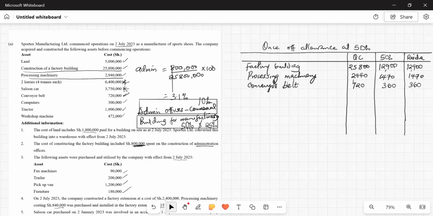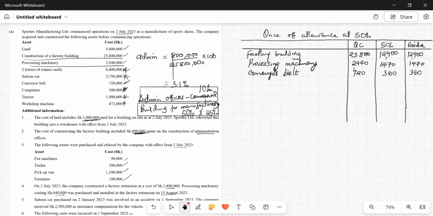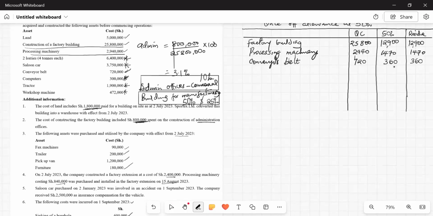The next one is computers, which do not qualify for one-off allowance. Tractor does not qualify for one-off allowance. Workshop machinery, that is other machinery, also doesn't qualify for one-off allowance. We are told that the cost of land includes 1.8 million paid for site building. Spotex converted this building into a warehouse. Warehouse is again a commercial building, so 10%. In number two, construction of factory building included 800 spent on administrative offices, and we have already used it.